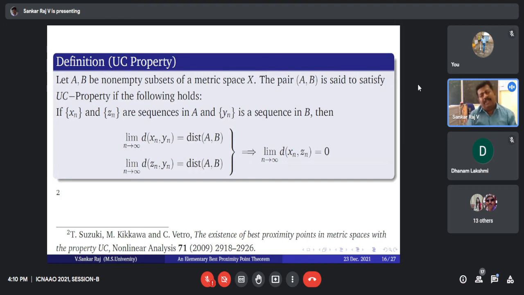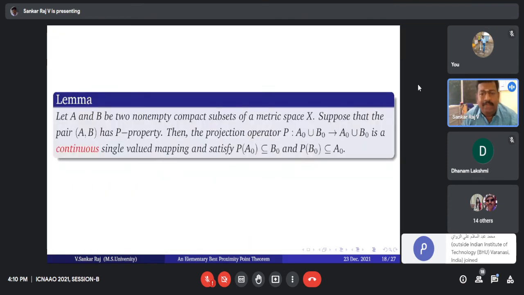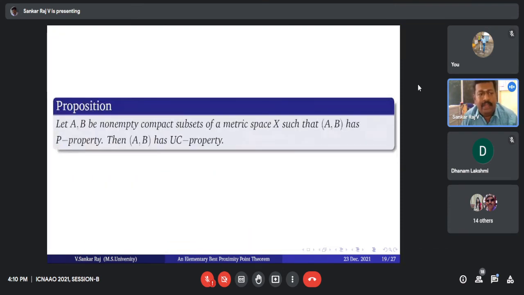These two properties are completely different. We can find examples: we have examples of spaces with the UC property which does not satisfy the P property, and examples of spaces which satisfy the P property but not the UC property. But interestingly, if A and B are two compact subsets of a metric space, and if the pair A, B has the P property, then automatically it will have the UC property.